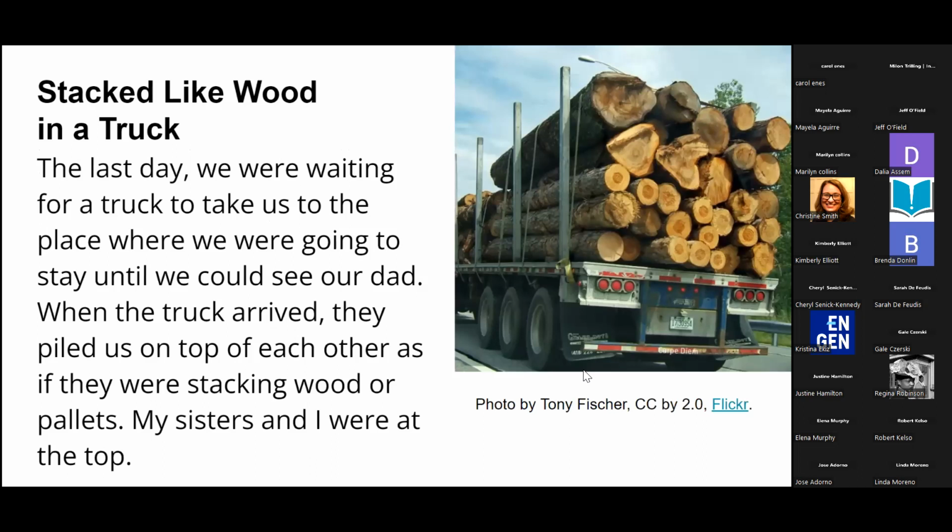Stacked like wood in a truck. The last day, we were waiting for a truck to take us to the place where we were going to stay until we could see our dad. When the truck arrived, they piled us on top of each other as if they were stacking wood or pallets. My sister and I were at the top.